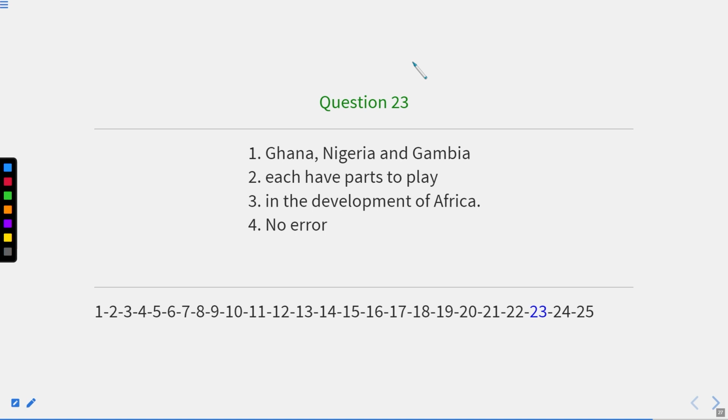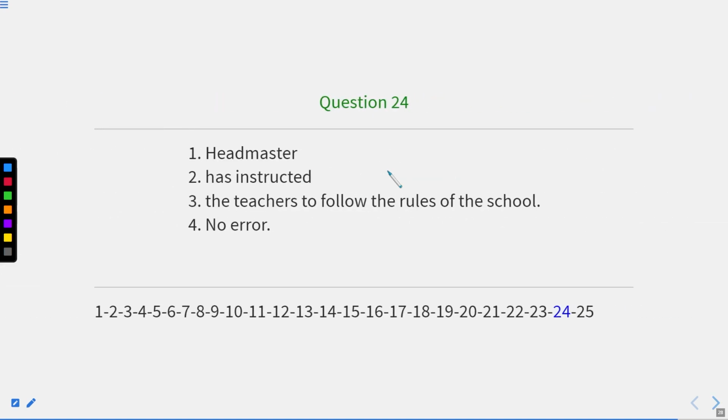Now this one is question number 23. Ghana, Nigeria and Gambia each have parts to play in the development of Africa. Now each have parts, not parts. Actually each is used for singular. Therefore each have a part to play. So this parts should be replaced with a part. So here the answer will be second, that is have a part to play. Okay, it means role to play. Now let us move to question number 24.